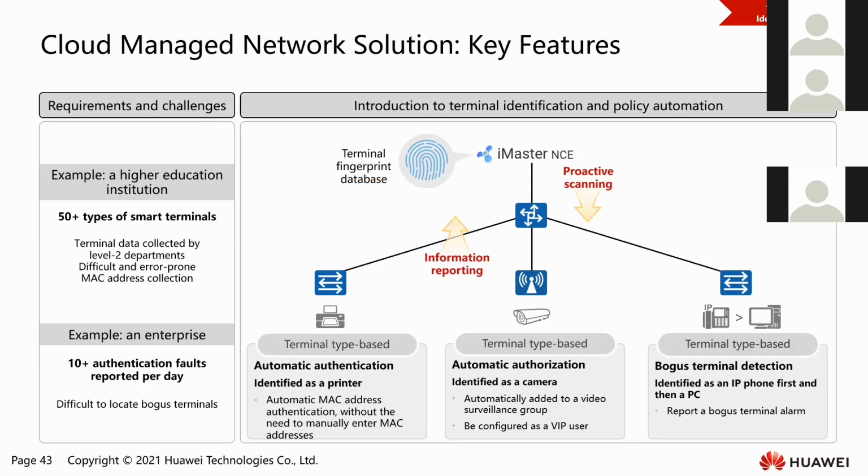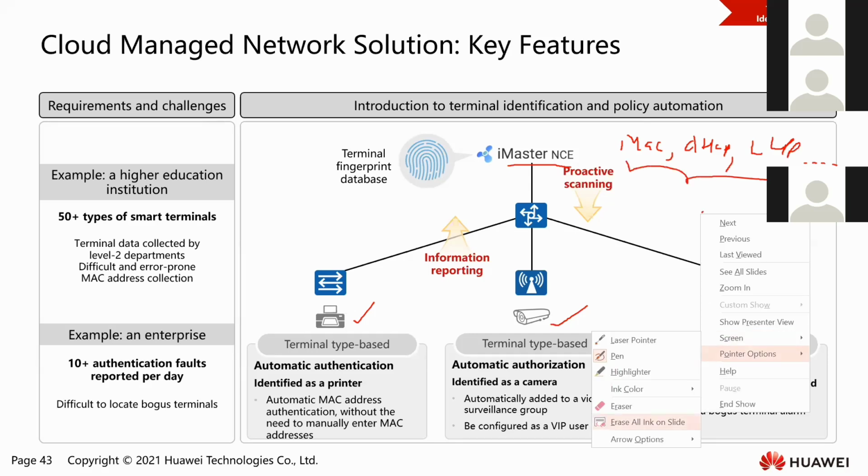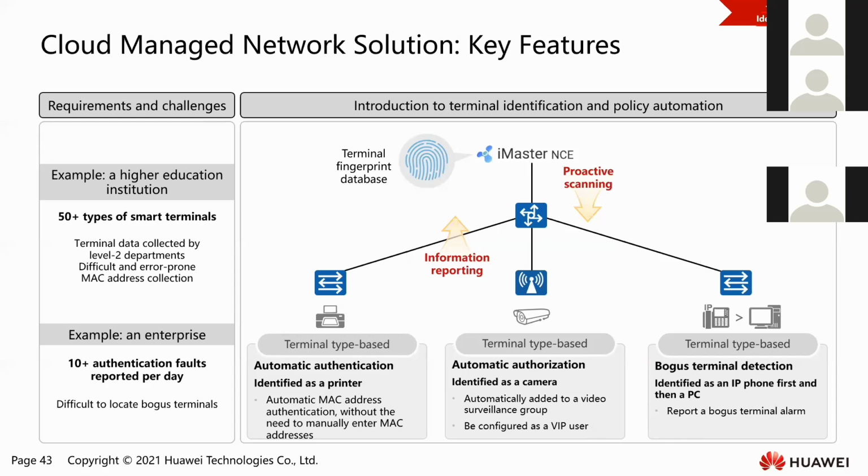So how is iMaster able to know whether this is a printer, a camera, or a PC? NCE-Campus gets the information from maybe the MAC address, maybe from DHCP or LLDP, and others. We will talk about this in more detail later. By introducing terminal identification, we can introduce automatic authentication or automatic authorization.